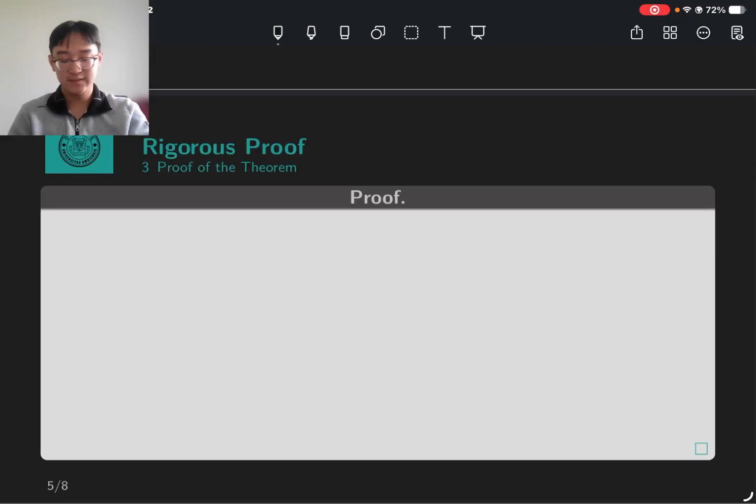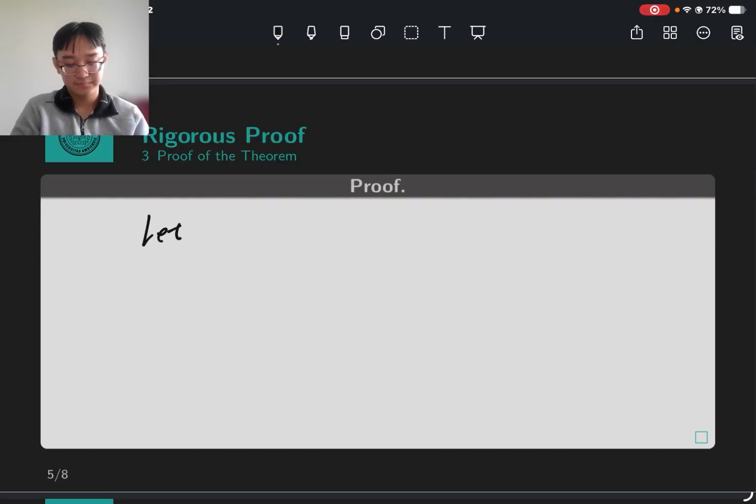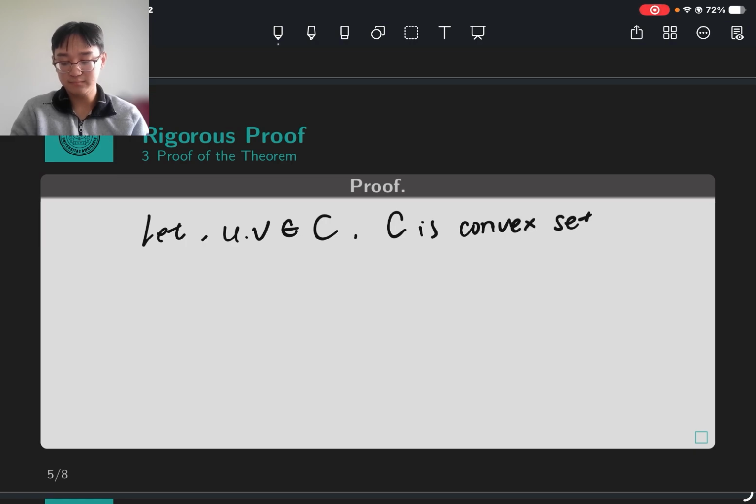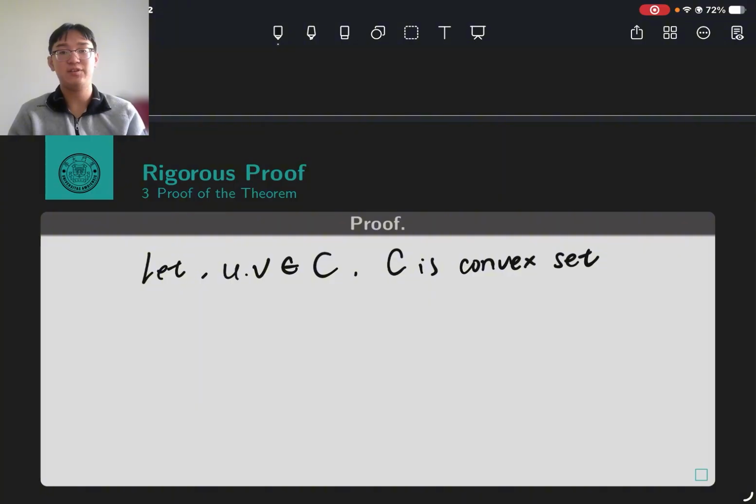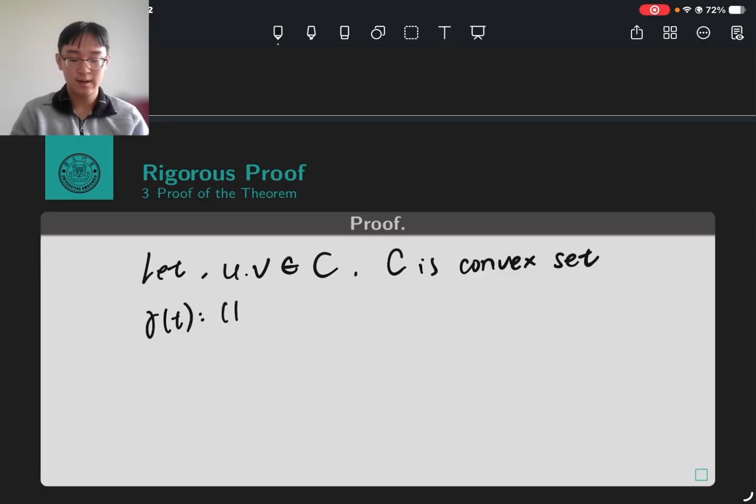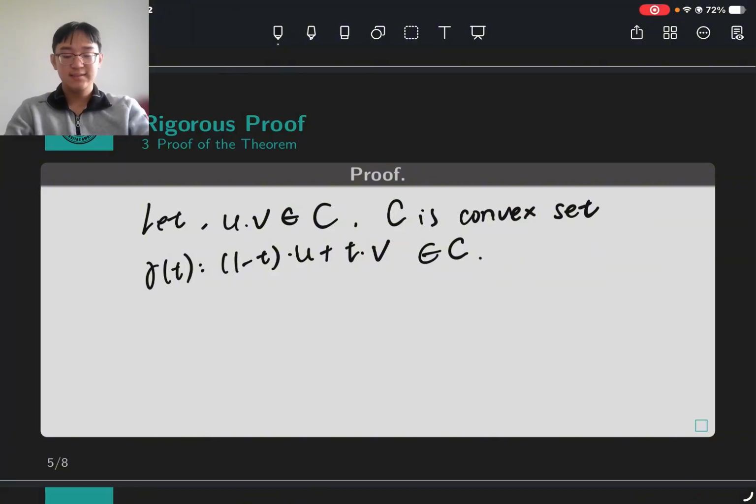Firstly, we let U and V be inside the set C, where C is a convex set. Now we use the definition of a convex set. Basically, we know that there is a straight line segment, gamma t equals 1 minus t multiplied by u plus t multiplied by v, and this function is also inside C. So this is the result of using the definition of a convex set.